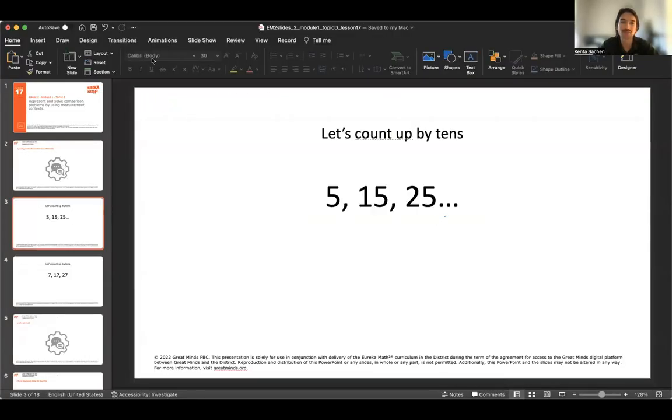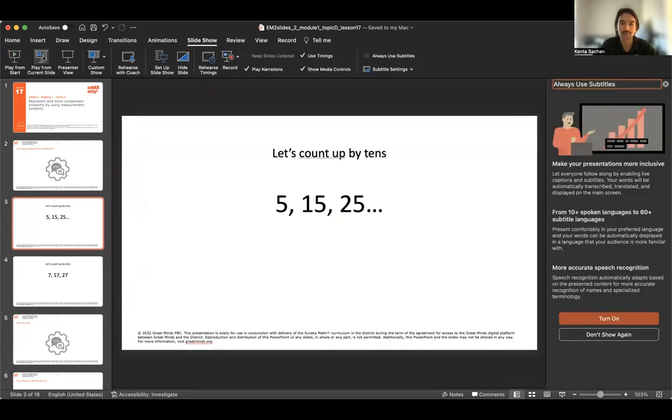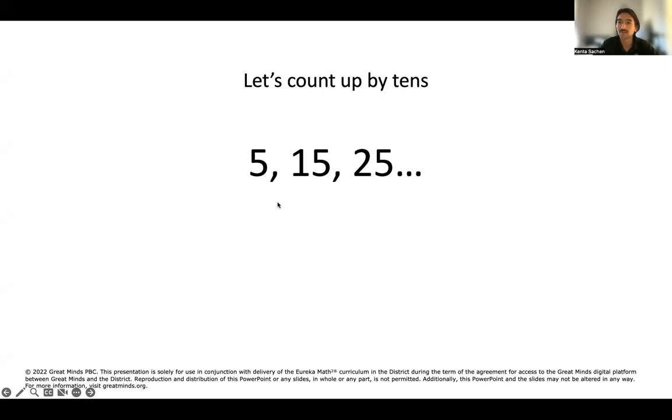Okay, first thing we're going to do is count up by tens. We're going to count up by 10, starting with 5. Then we're going to add 10 every time. That means we have to change our tens number. Okay, so 5, 15, 25, 35, and then 45.